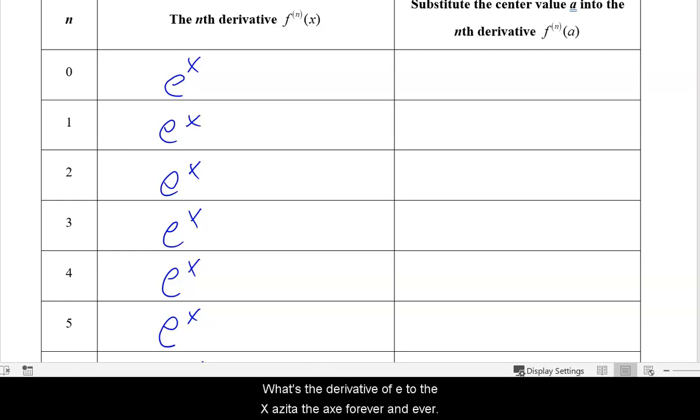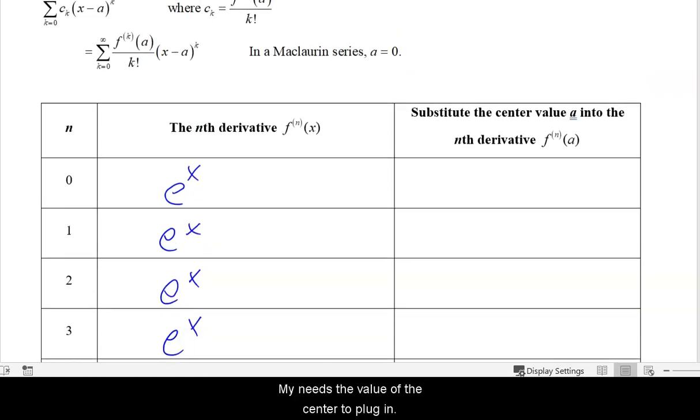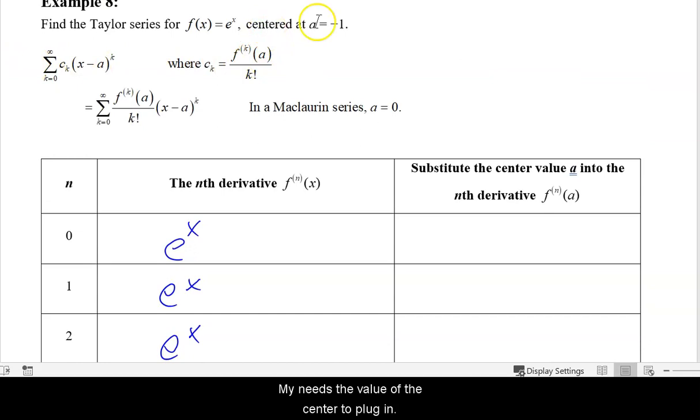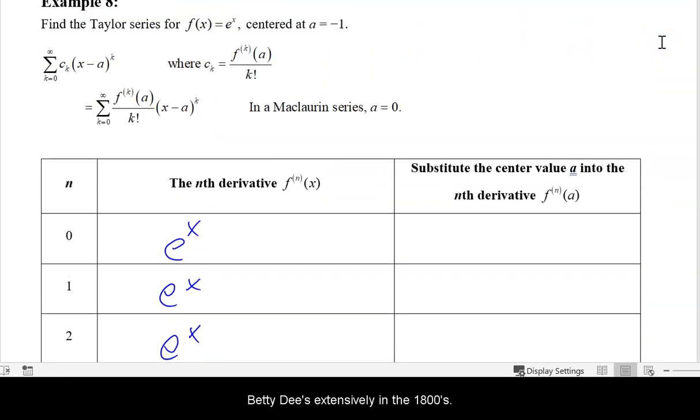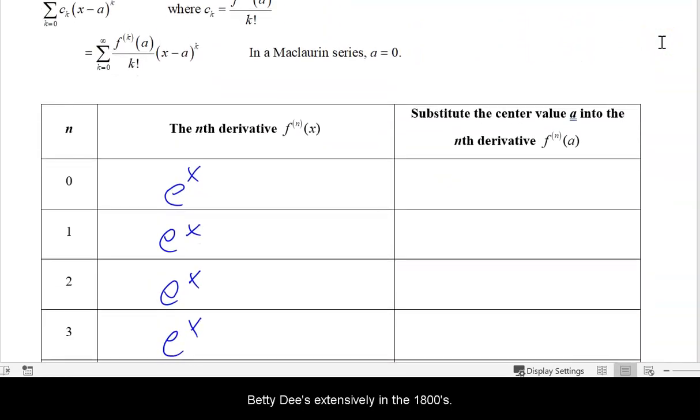Since the derivative of e to the x is e to the x forever and ever, I need the value of the center to plug in. The center this time is -1. It is a Taylor series, so named because it does not have 0 for the center. Otherwise, we call it a Maclaurin series. And again, these were named for the British mathematicians who studied these extensively in the 1800s.